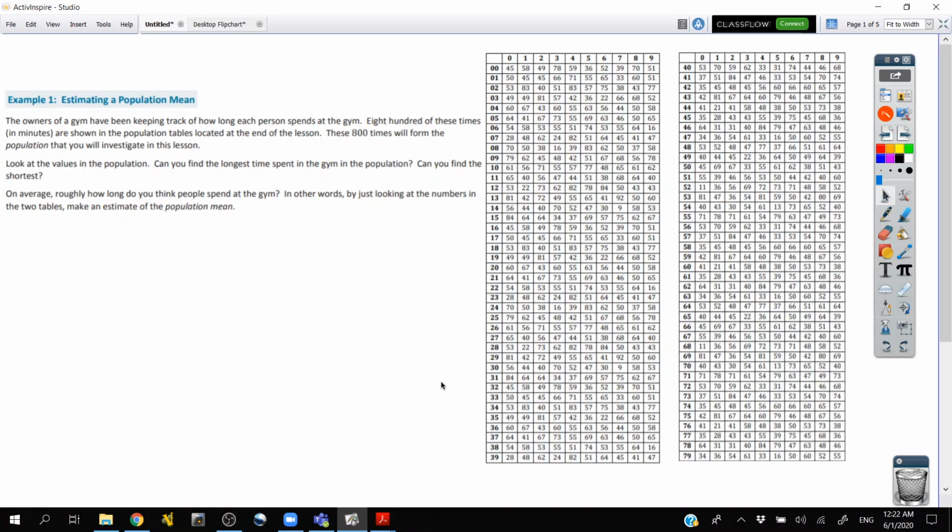I definitely see that 16-minute guy. Where did he go? 16-minute guy. But most of these values, it looks like, are in the 40s, 50s, a solid bit of 60s. So if I were estimating what my mean is, I would probably be somewhere around there. So good, come up with an estimate.